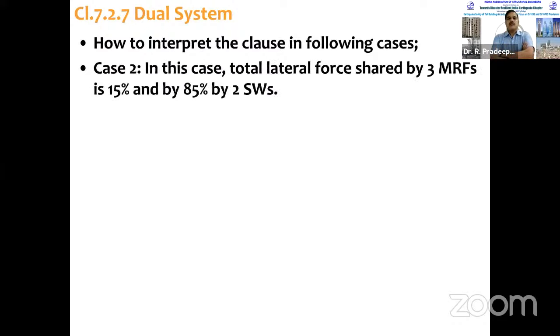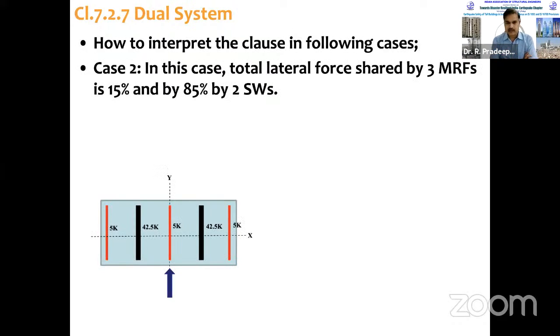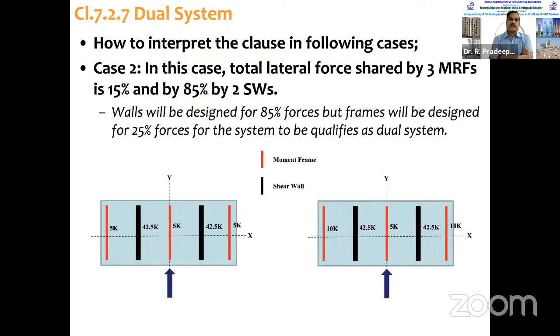say now in this case, the shear walls are resisting 85% and moment resisting frames are resisting only 10 or 15%. So 3 moment resisting frames resisting 15%. So what do we need to do? Design moment resisting frames for 25%. Design moment resisting frame for at least 25% and go ahead with the 85% force on shear walls.